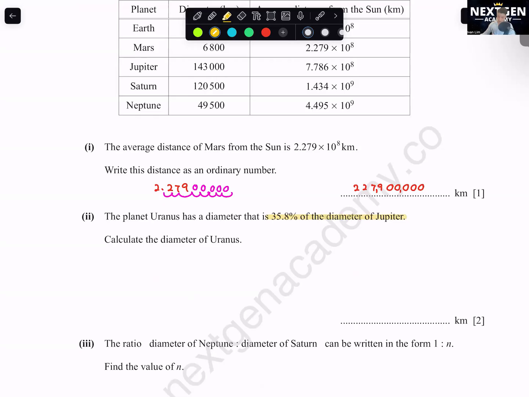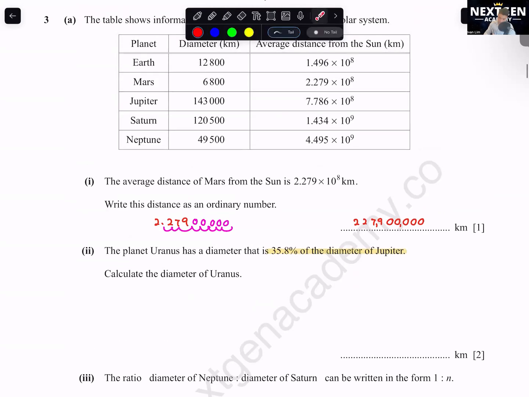So 35.8% of the diameter of Jupiter. What is the diameter of Jupiter? 143,000. So how do we do 35.8%? We take 35.8 over 100 multiplied by 143,000. Put it in the calculator, and you'll get 51194.